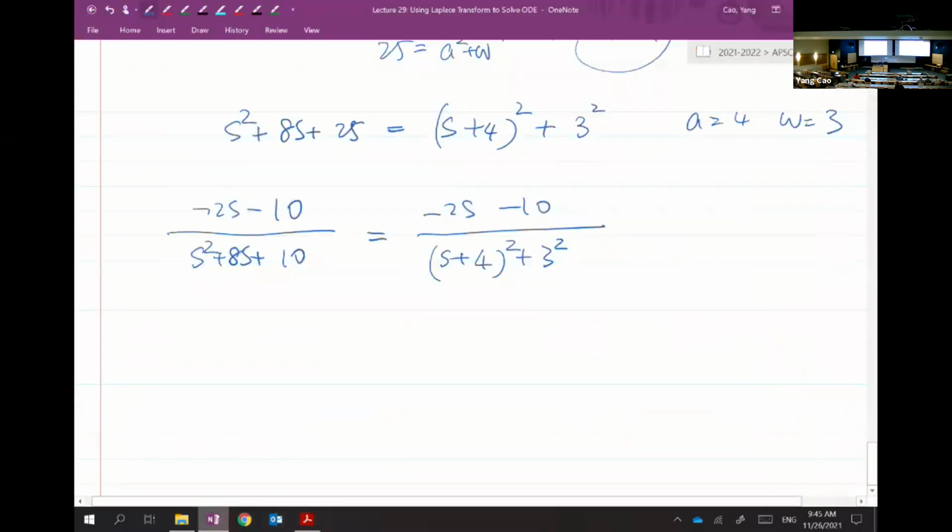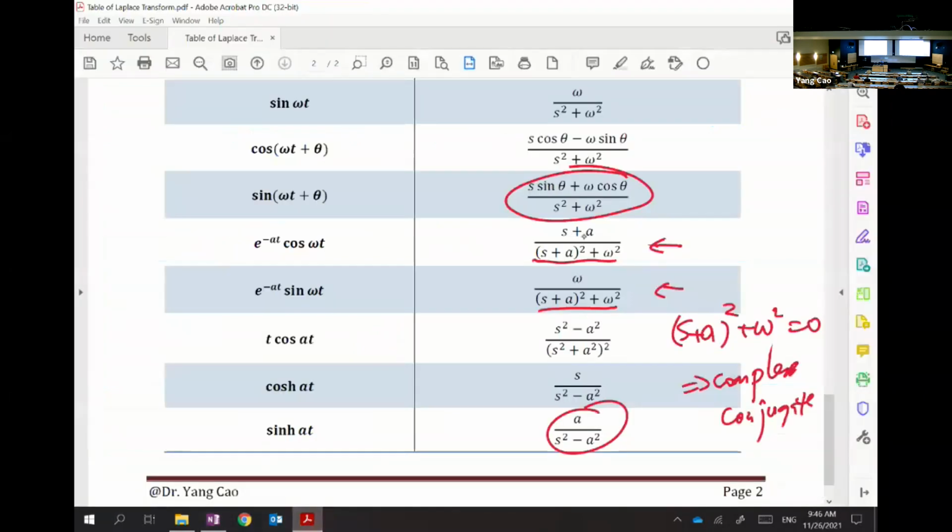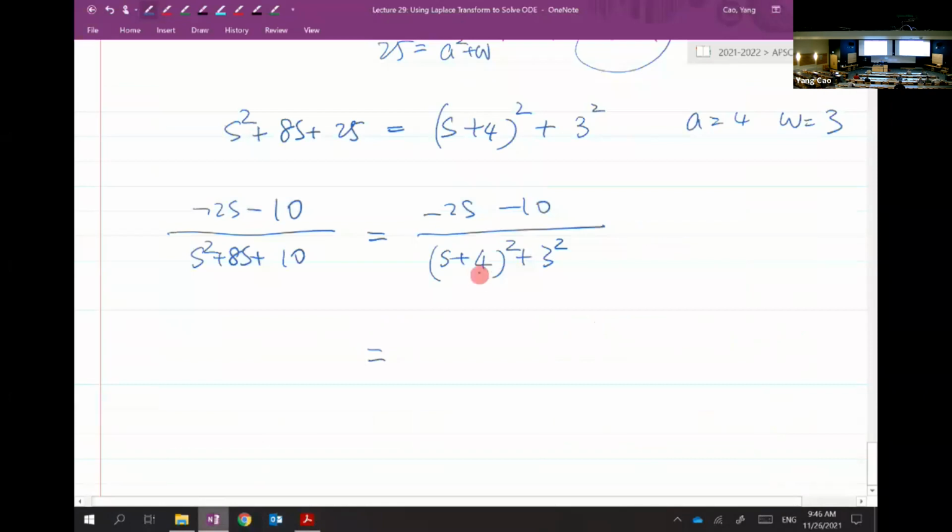Now, let's go back to this. Currently, I don't have a match to the table, right? So the next question is, how can we manipulate the numerator so that we can match the table? This is what we do. I'm going to manipulate this table here. Remember, if I want to use this, this has to be s plus a. So basically I have to have an s plus a term on the numerator. So this is s plus a here.